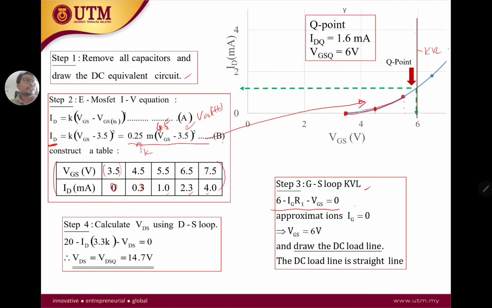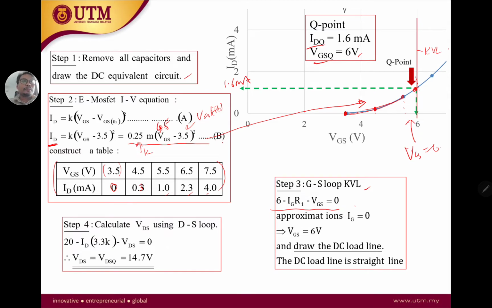So here is our KVL, where your VGS equals 6. So VGS equals 6 is our VGSQ. And what is our IDQ? IDQ is the intercept between this line and our exponential line. And here we're going to get around 1.6 milliamp, and this is our IDQ. So essentially that circuit is going to run ID equals 1.6 milliamps and VGSQ equals 6 volts.